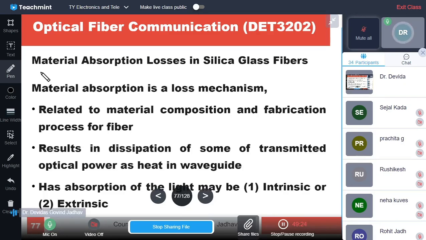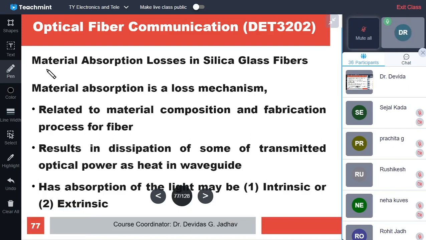So this is about the intrinsic joint loss, fiber joint loss. So after the fiber parameter mismatch, there is also loss due to the material.